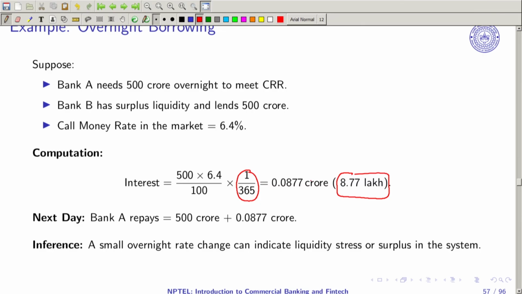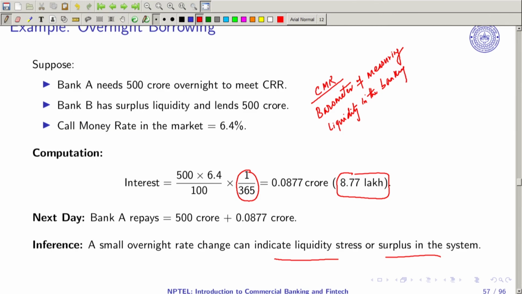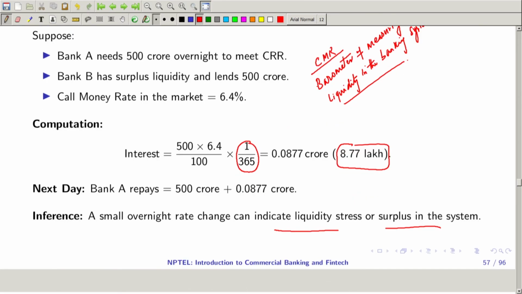So a small overnight change can indicate liquidity stress or surplus in the system. So this is one of the, you can say, important or critical. So CMR, the call money rate, as in the last slide I mentioned, is the barometer of measuring liquidity in the banking system, right. So this is what we try to understand here.